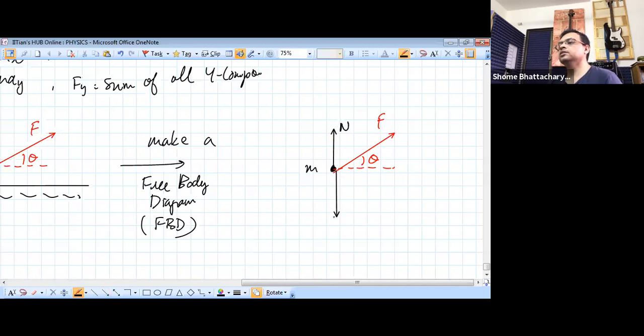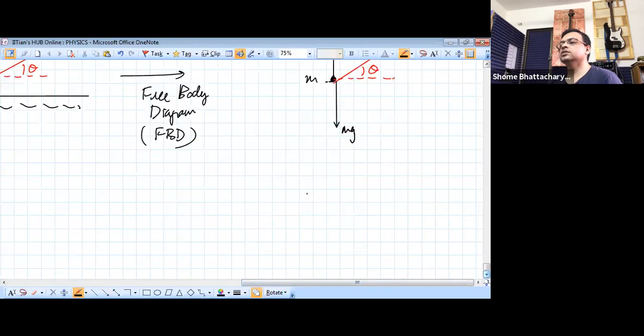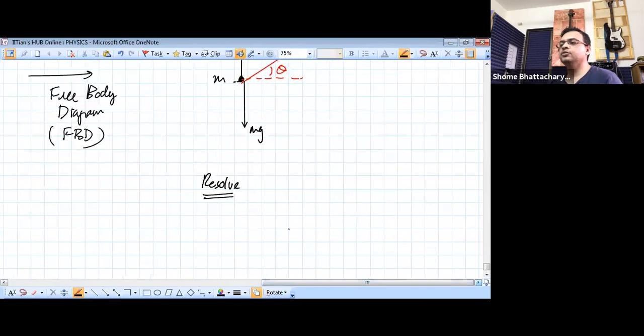There's normal reaction, there's mg, and there's this. So this is done. Then the next step is we resolve the forces. On resolving the forces, it becomes a convenient way of just following some steps. So normal reaction and mg are already resolved, so we don't need to do anything.